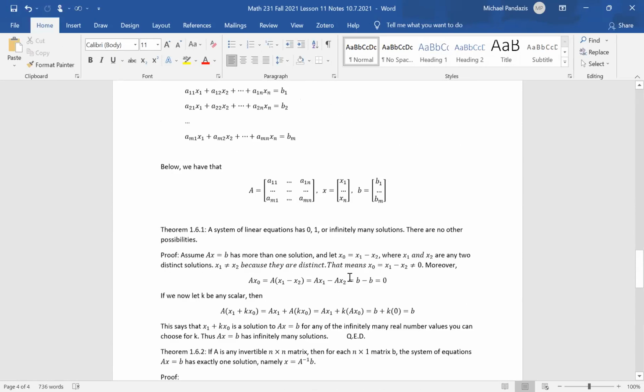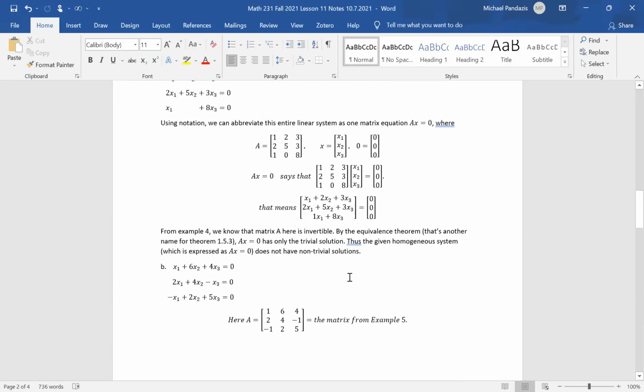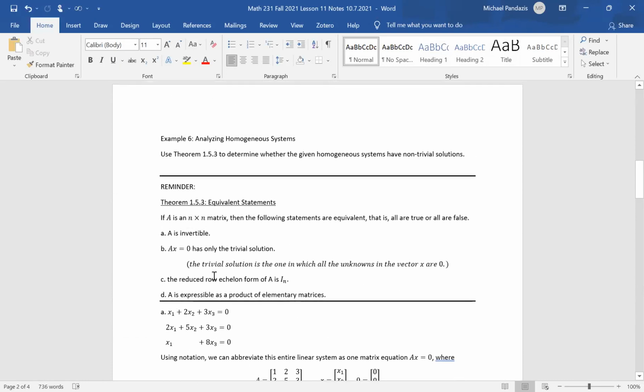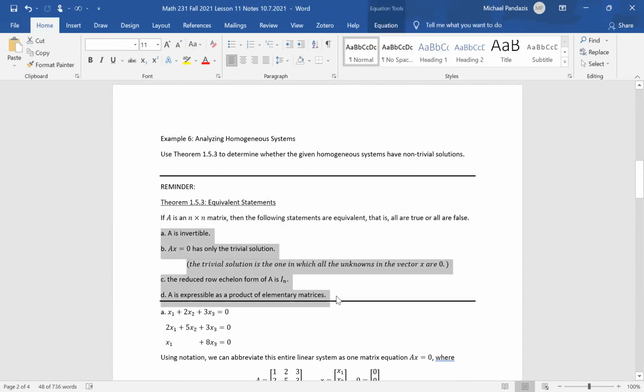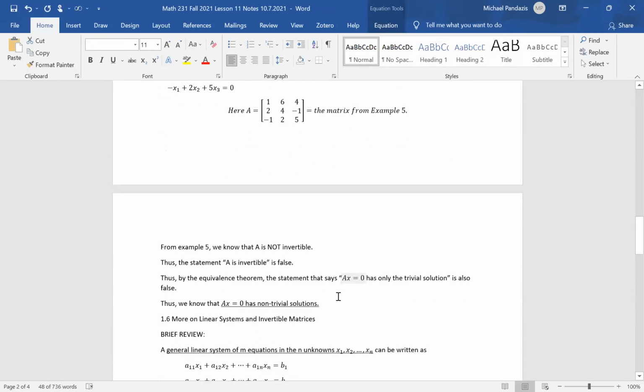So it starts out the same. We're just building on the previous theorem I already said. So here I reminded you of it, and so you already have A, B, C, D here.